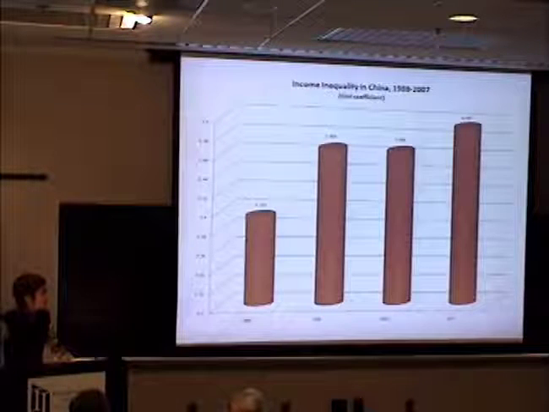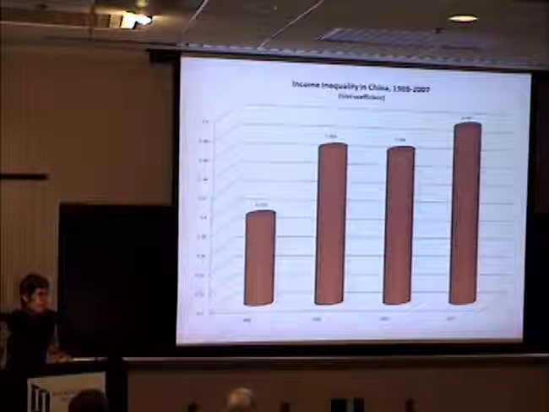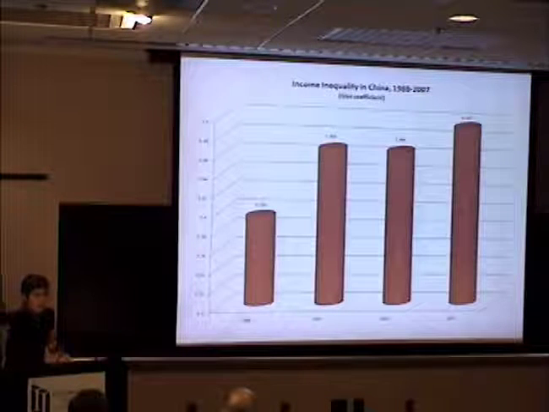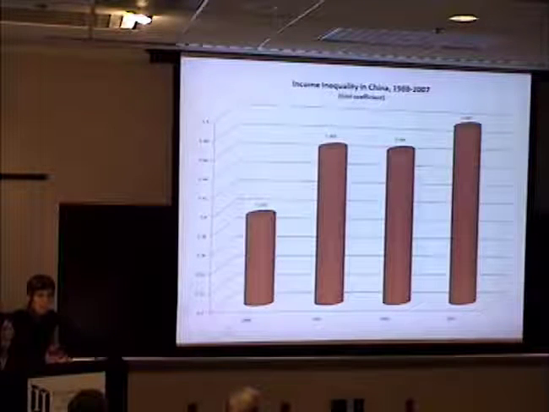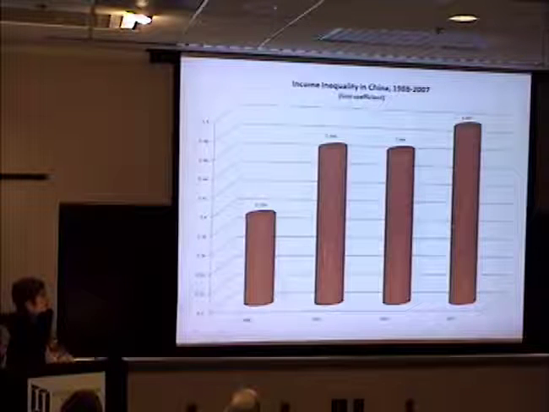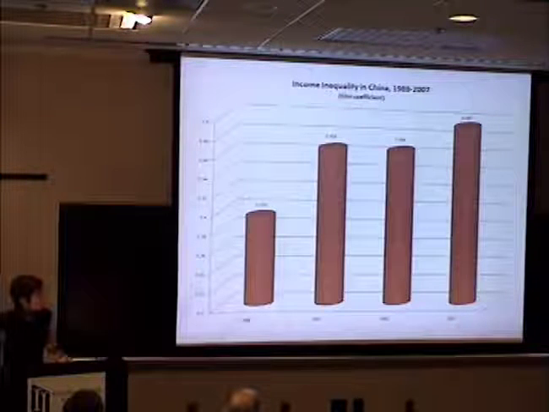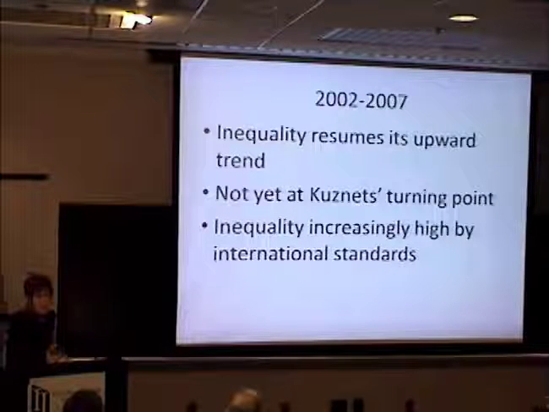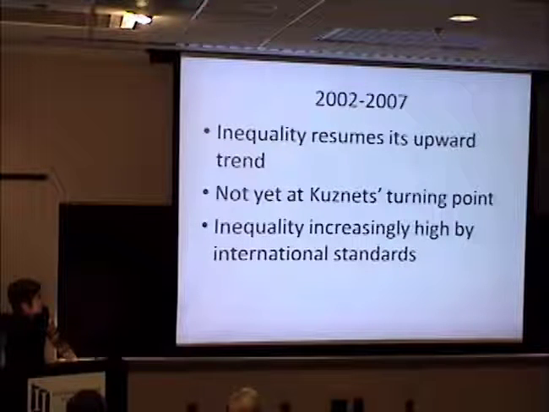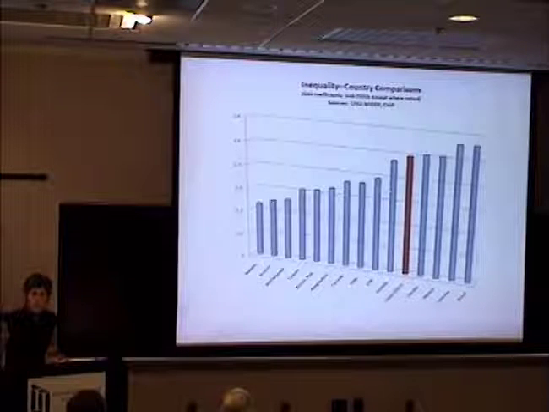So here you see I've added 2007 to the picture, and you can see that inequality was not leveling off; it continued or resumed its rise, reaching almost 0.5. The Gini coefficient reached almost 0.5 in 2007. So China, at least as of 2007, was not yet at the Kuznets turning point. And inequality in China has been increasingly high relative to inequality in other countries.